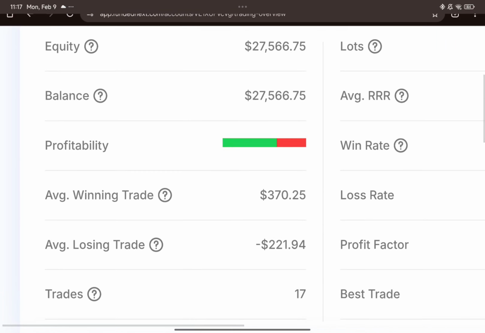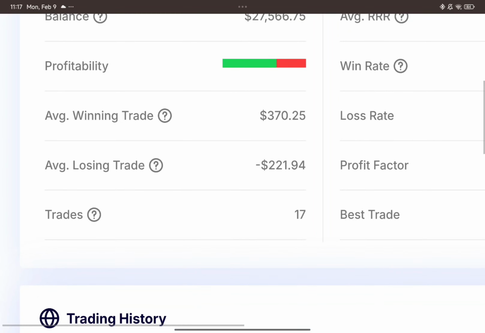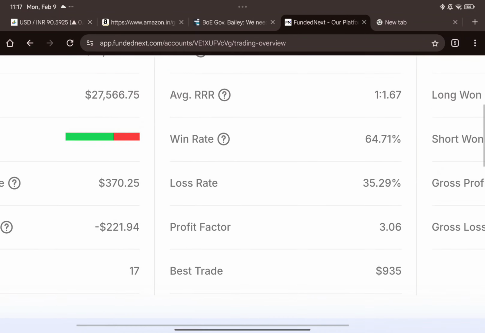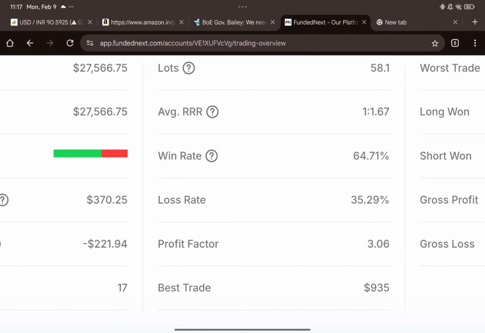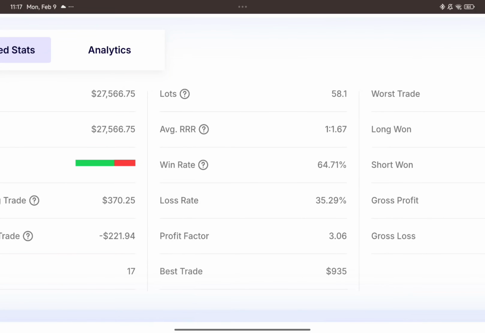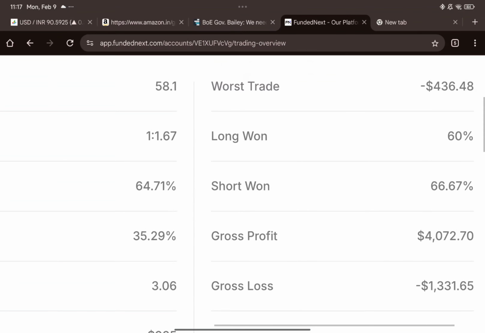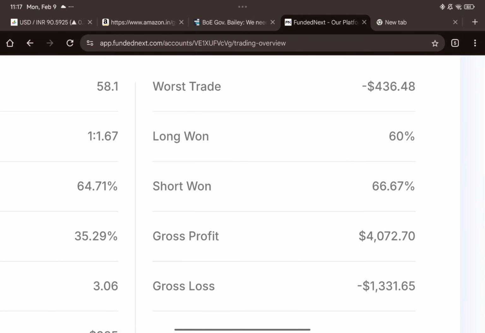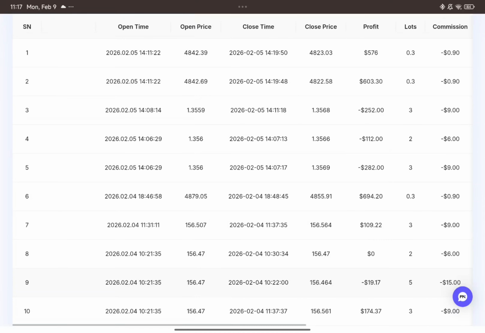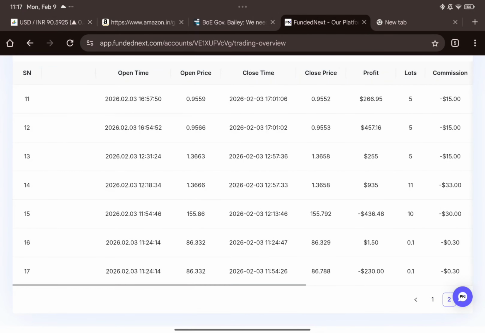And this is the complete journal. You can see the profitability, the average winning trade, the average losing trade, the total number of trades I made in this whole account was 17. Within 17 trades, I made a little more than $2,500, and average risk to reward ratio, win rate, loss rate, profit factor, best trade, the worst trade, long won, short won, gross profit, and gross loss. And for more transparency, this is the complete trading statement over here. This statement is, I guess, 2 pages.